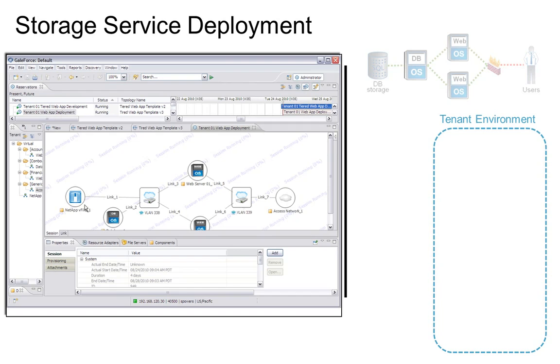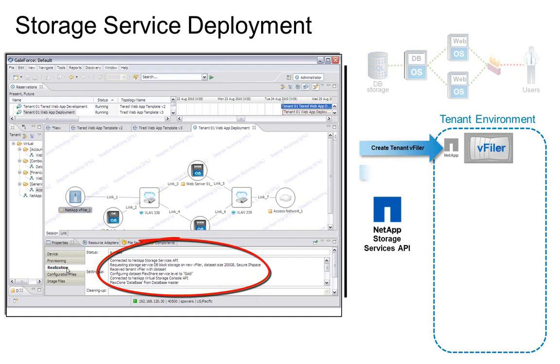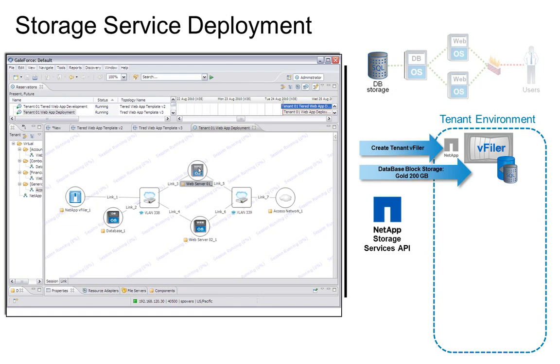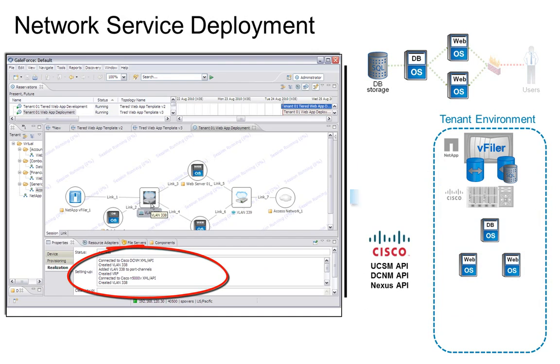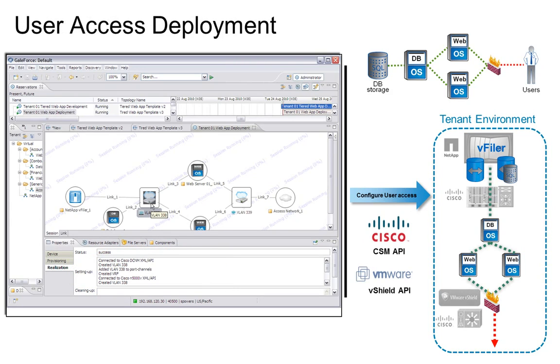Let's start by looking at the database storage resources we designed, and we can see how this vFiler and gold level storage were provisioned via the best practice workflow automation delivered by NetApp's Storage Services API. NetApp's Virtual Storage Console API for VMware provides streamlined automation for the best practice provisioning of the virtual compute resources for our topology. We can see how the network services were delivered through integration to Cisco's Data Center Network Manager and Nexus APIs. And finally, our user access and network security configuration is delivered via integrations to VMware vShield and Cisco's Service Module APIs.